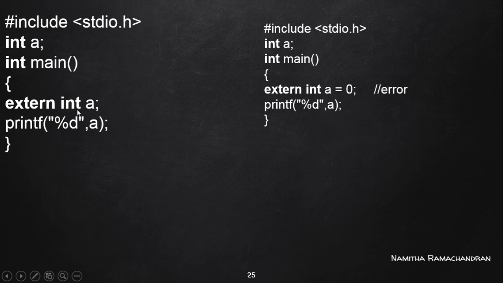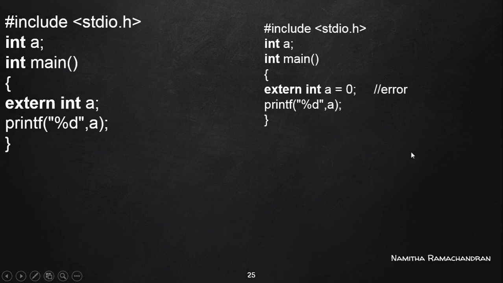So this extern int a never indicates that this is a variable declaration. This particular statement is actually a command for the compiler to identify the location inside the program where the actual global variable declaration is available. So the compiler wants to identify this location.